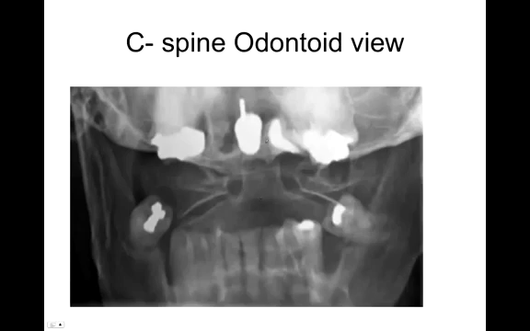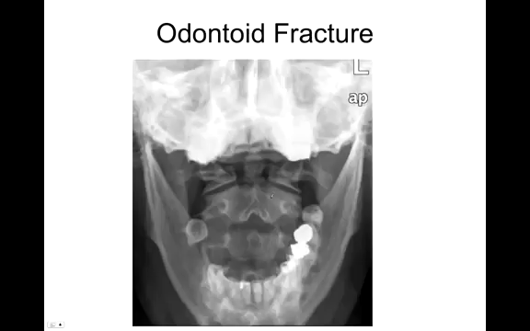So this is the other view that Dr. Cleveland mentioned. So it'd be AP lateral and the odontoid view. This is taken with the patient's mouth open, and you're looking at the odontoid process. Here it is fractured, right there. So that's why you order that kind of X-ray. Get the fracture right there.